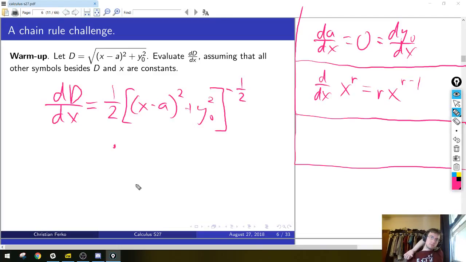Deep thinking. Do we need to FOIL x minus a squared? You can, but I'm very lazy, so I prefer to just apply the chain rule to this rather than FOIL it out, because it's faster. That makes much more sense.